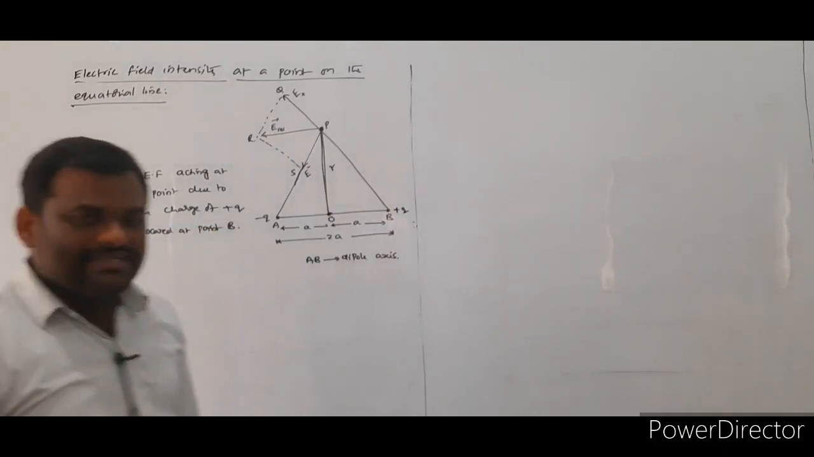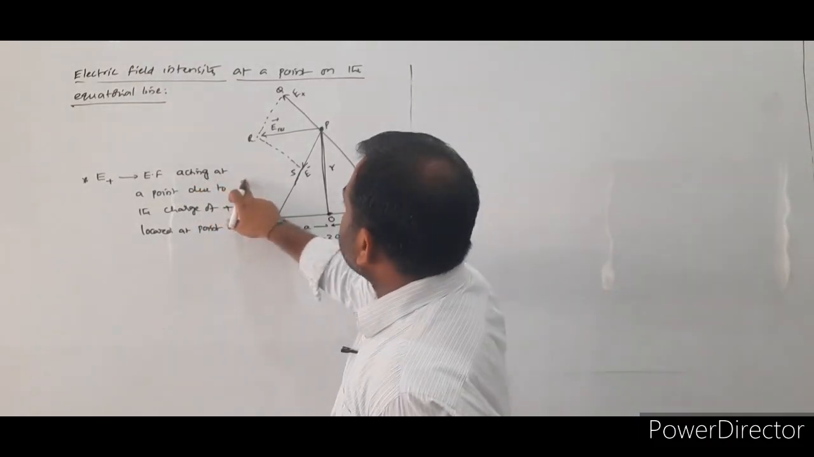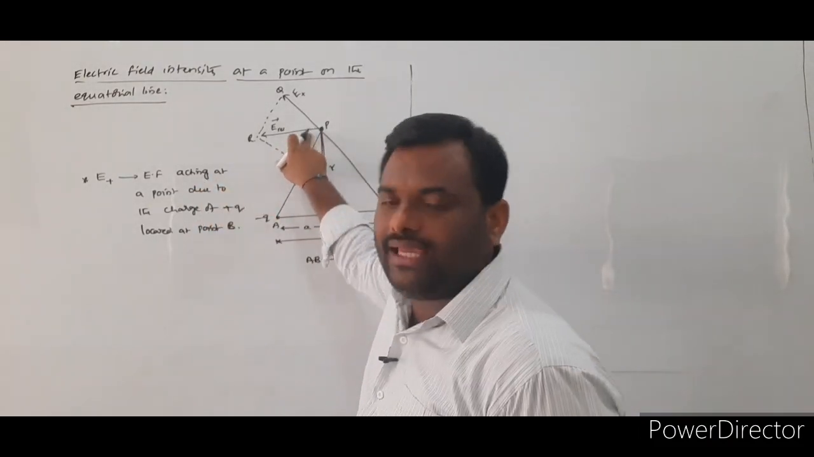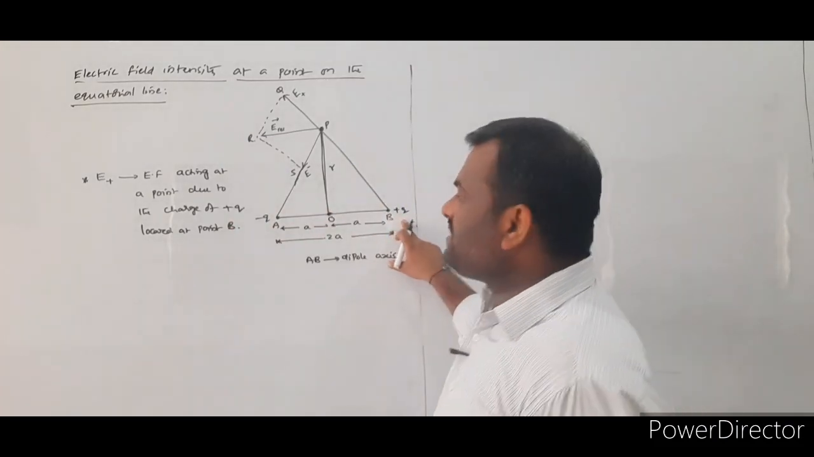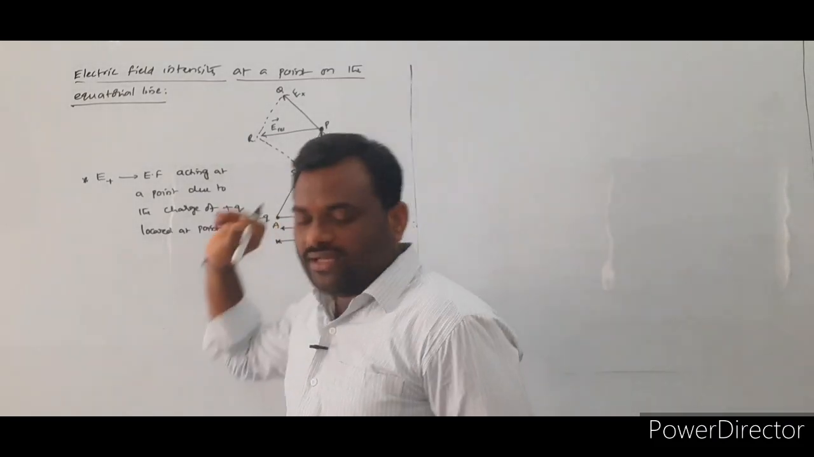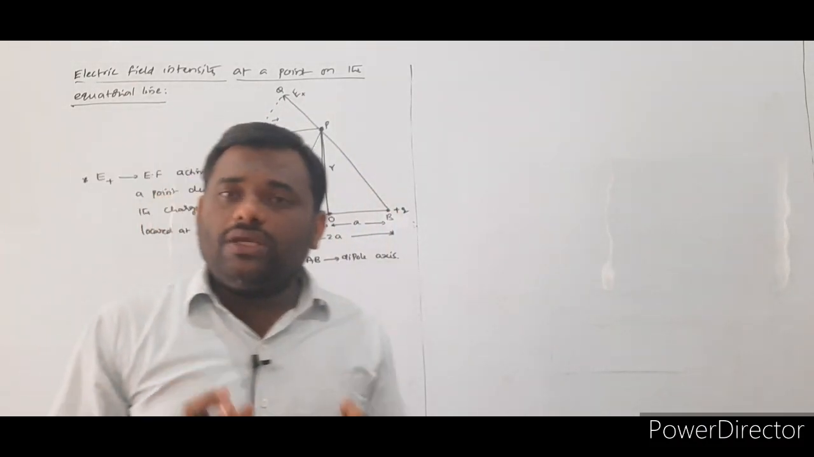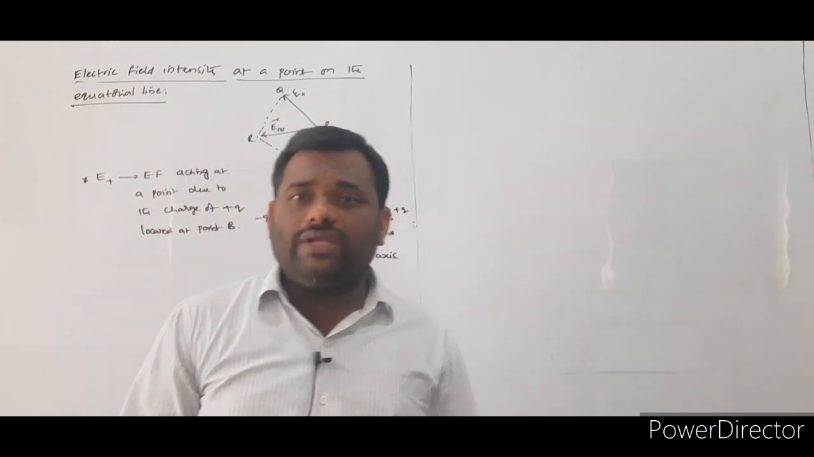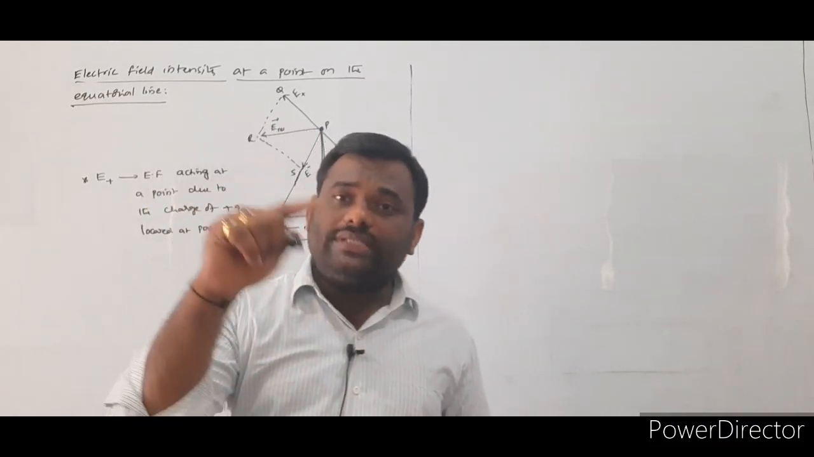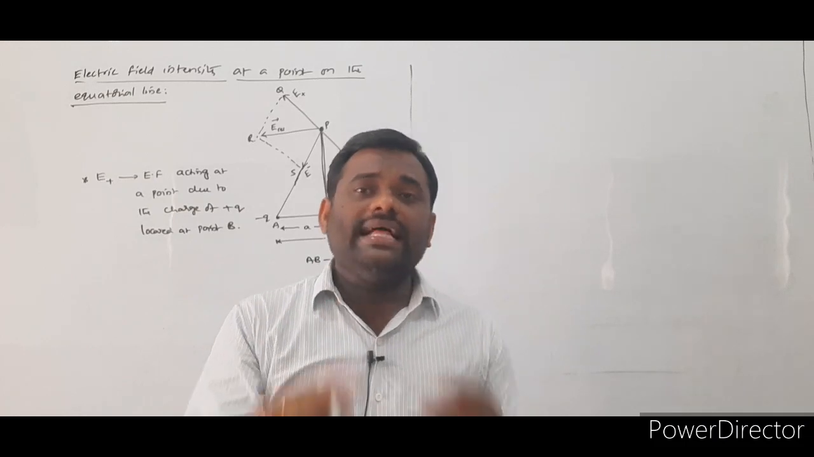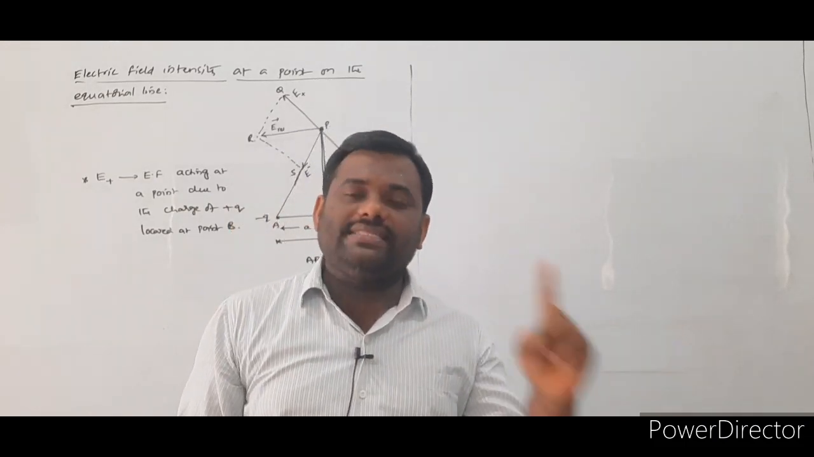E plus is indicating the electric field intensity which is acting at the point P, produced due to the positive charge plus Q, which is located at the point B. Already we know that according to the sign convention, whatever electric fields are produced by positive charges will be acting away from the given charged particles.